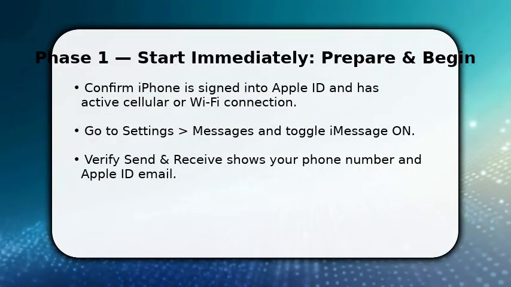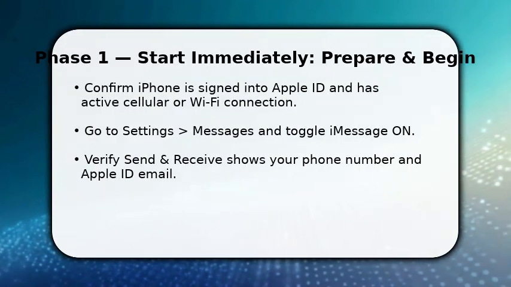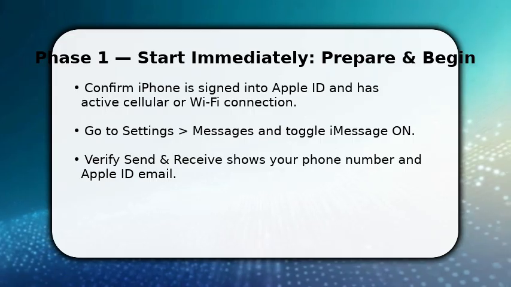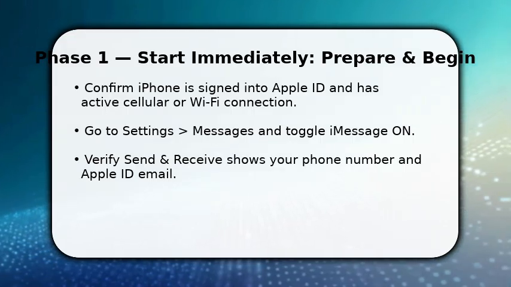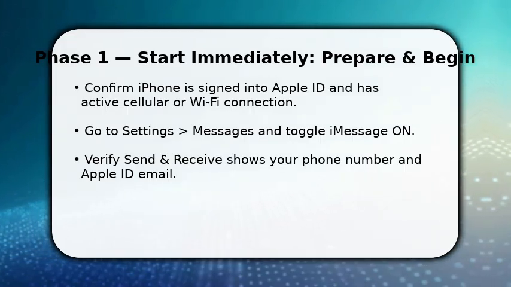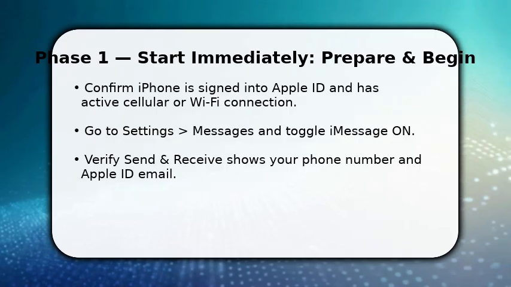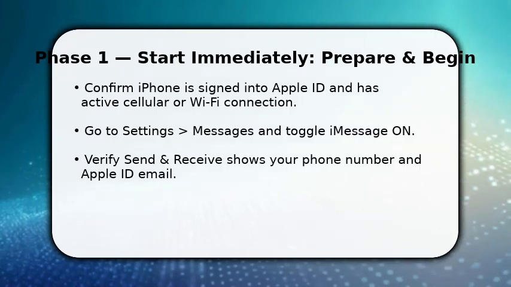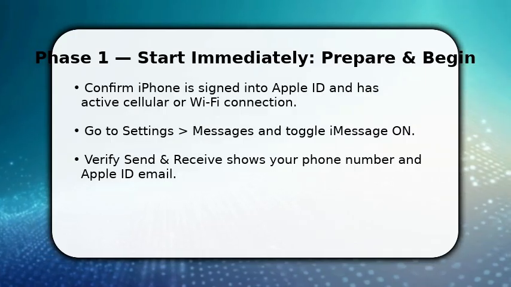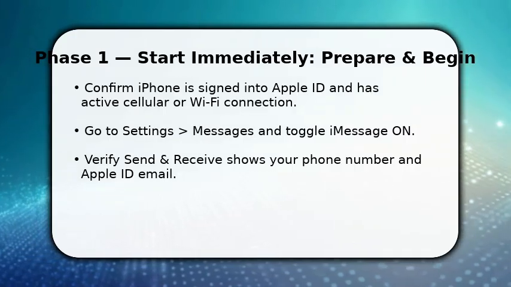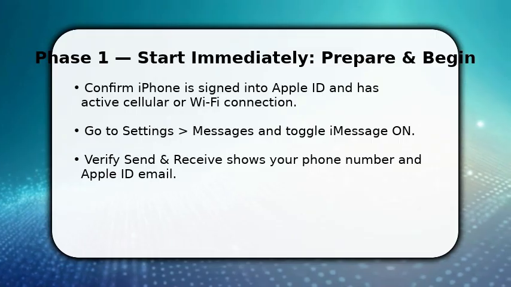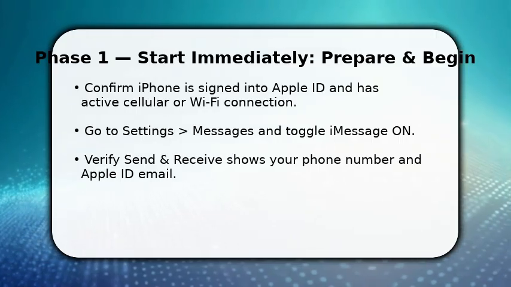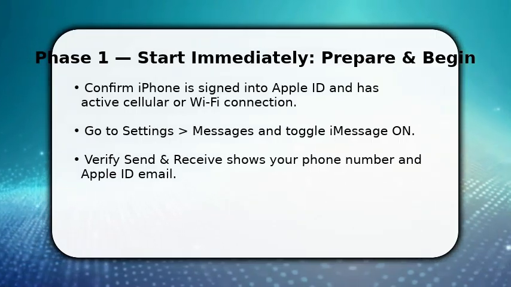You're starting now. Make sure you're signed into the correct Apple ID and connected to Wi-Fi or cellular, because iMessage activation uses Apple servers. Open Settings, tap Messages, and flip iMessage on. This sends an activation request. Once done, tap Send and Receive and ensure your phone number and Apple ID email are checked. This determines where messages originate and arrive.